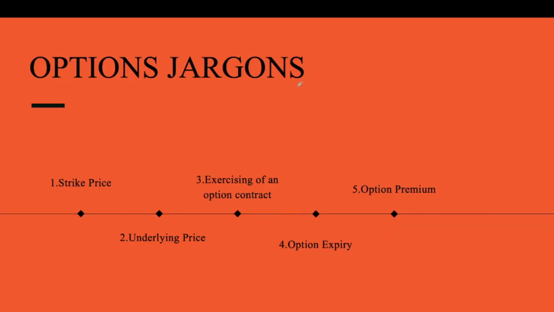Now here we're talking about option jargons. Okay, the jargons of options are strike price, underlying price, exercising of an option contract, option expiry, and option premium. So we have 5 jargons of options. Let's look at them one by one.